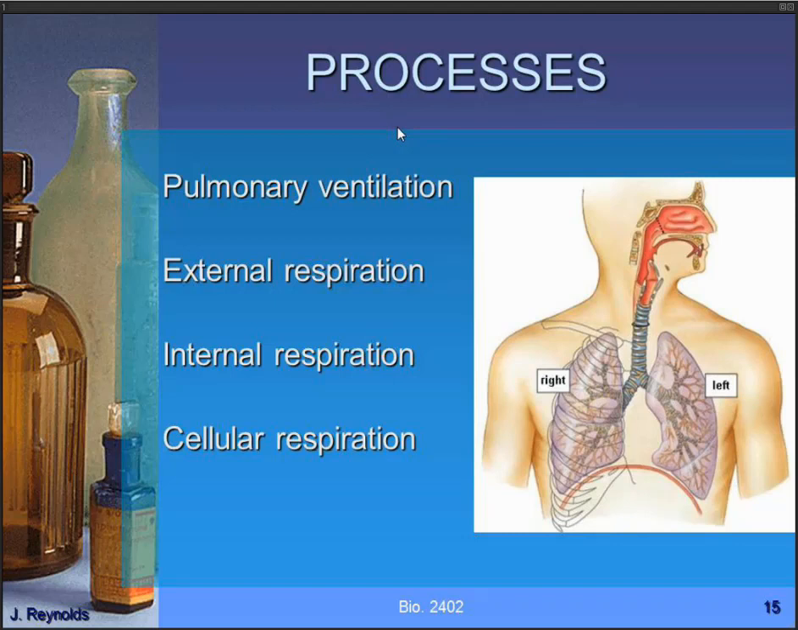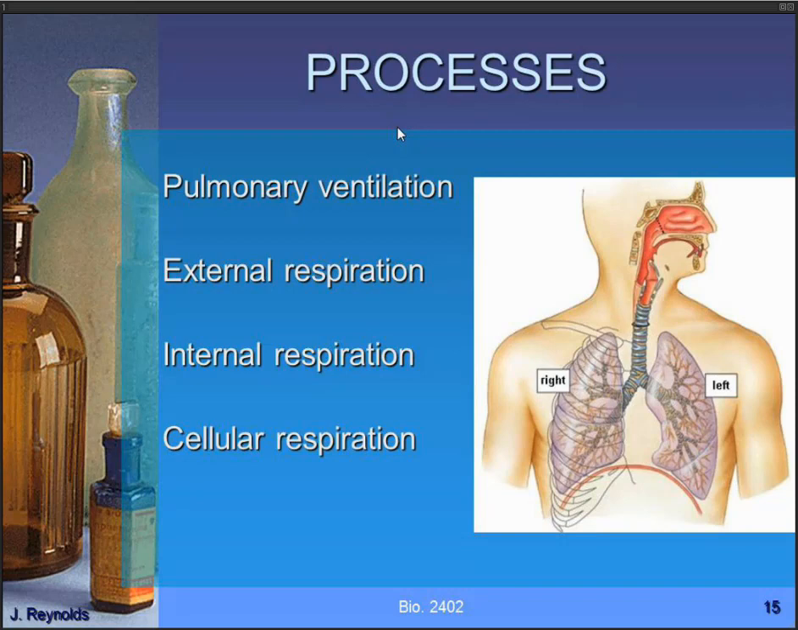Now, when you inhale, air is going to fill up those alveoli. And now, the second thing we're going to have to do is get the oxygen across the respiratory membrane into the blood. That's called external respiration. It's the movement of the air molecules across the respiratory membrane into the blood.